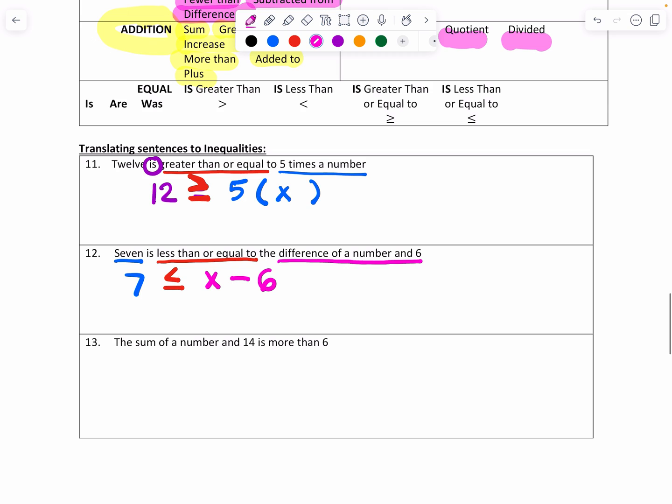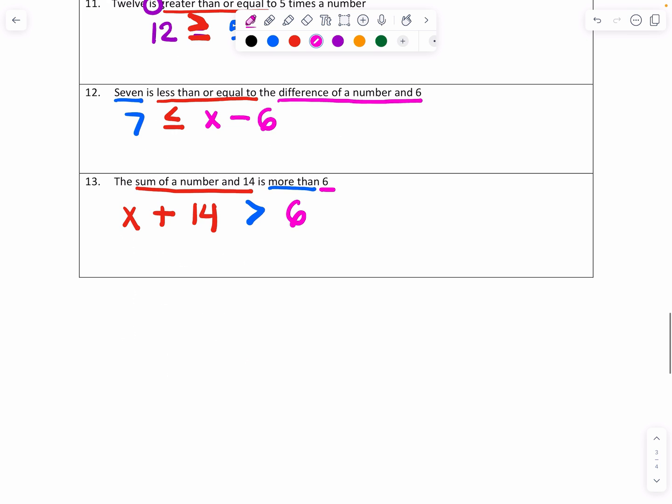Last one, the sum of a number and 14. So sum, remember, means adding. A number, I don't know what that number is, I'm going to call it x, and 14. The sum of x and 14, the sum of a number and 14, is more than, that means greater than, 6. Ta-da! That's the end of your notes for today. Now practice, practice, practice.